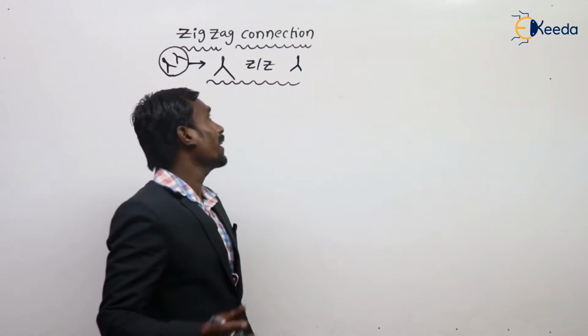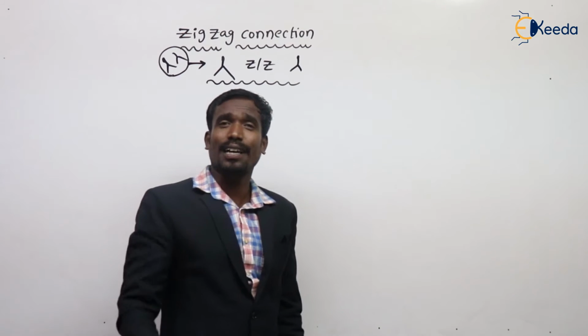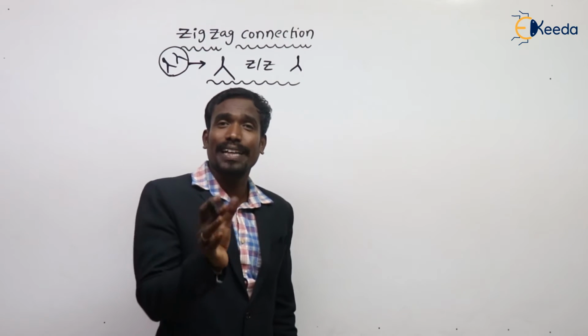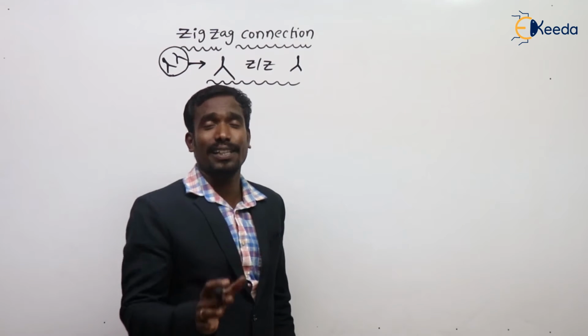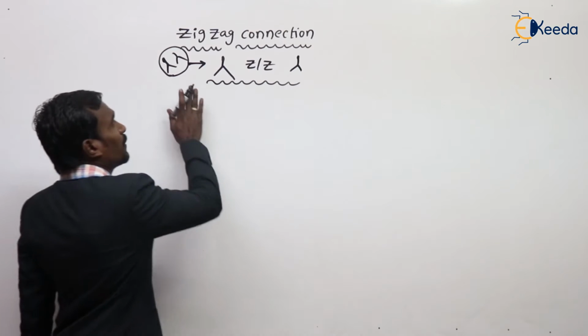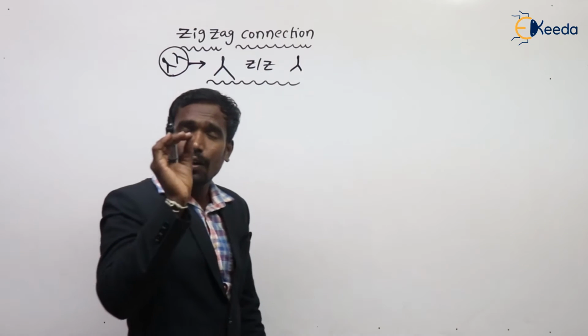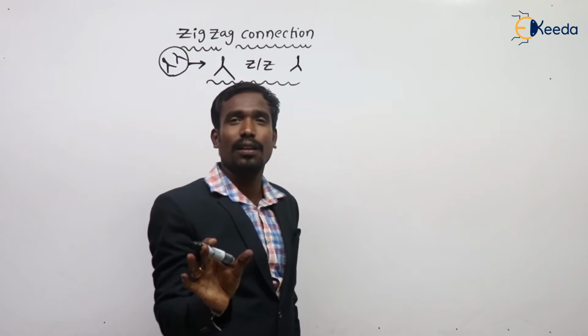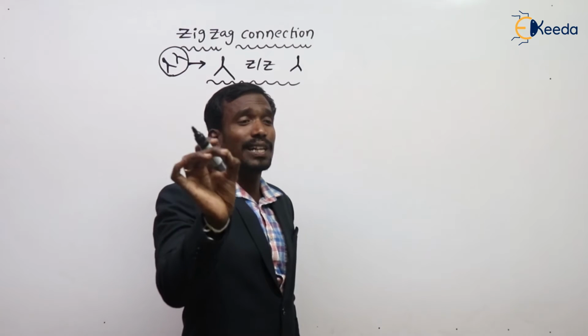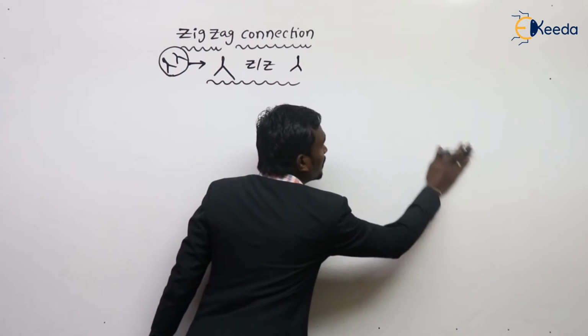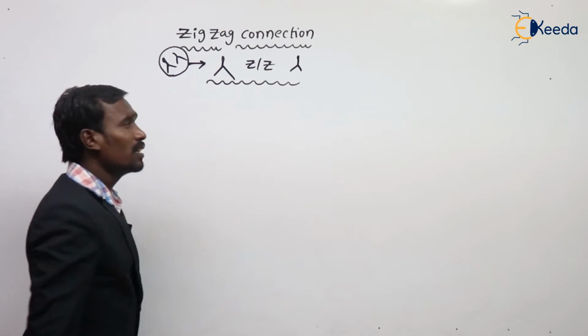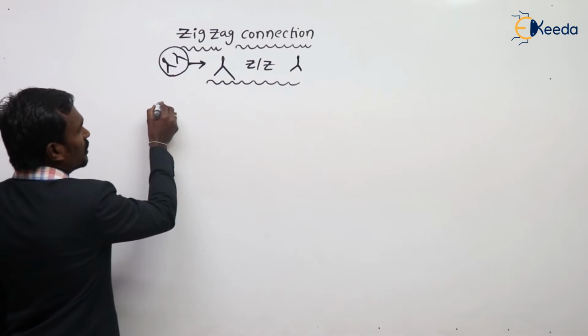In this, we can provide a closed path for third harmonics, or we can eliminate the phase third harmonic voltages, and the EMF is sinusoidal and the neutral is stable. This is the advantage of Star Zig-Zag Star. Let's draw the Star Zig-Zag Star connections.